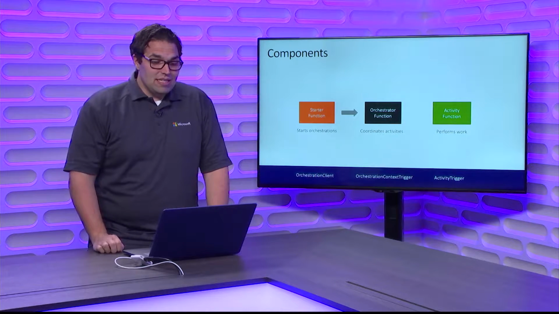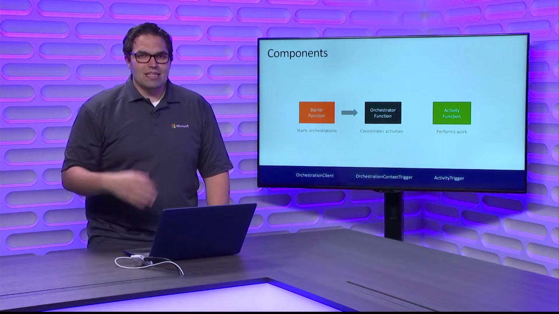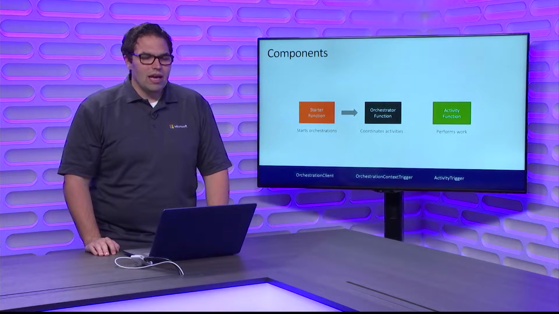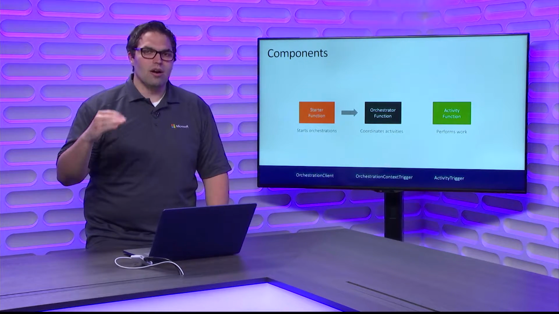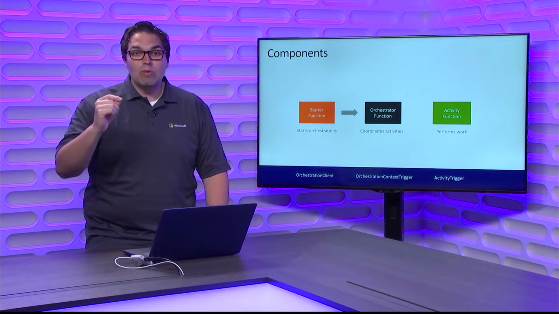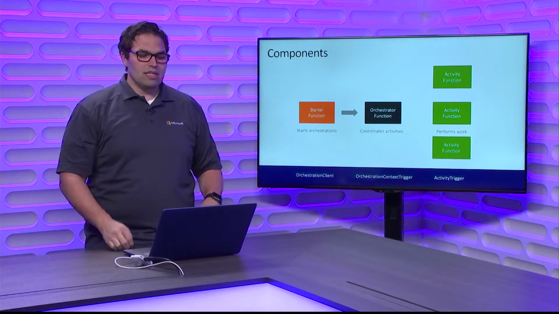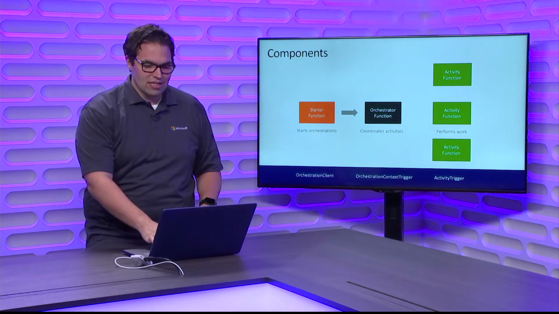And the last piece is you likely have different activities that need to happen. Going back to the example we've been following, I might need to charge the credit card, send the email. These are all individual activities. They could be written as separate Azure functions. So the orchestrator is actually going to call all of those activities for you.